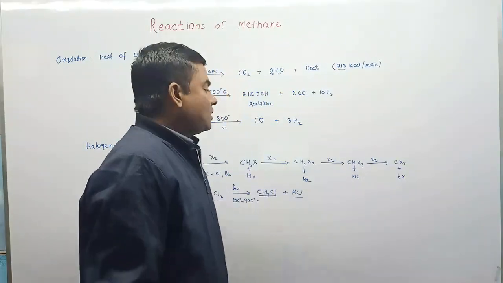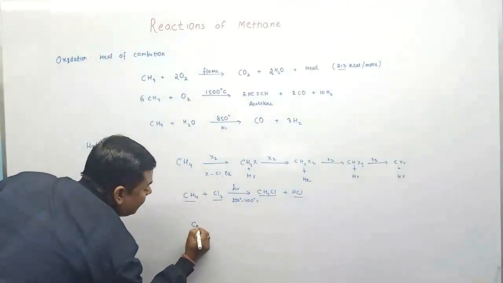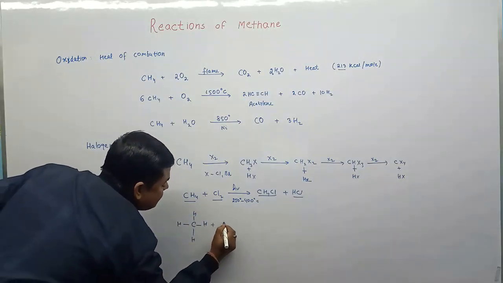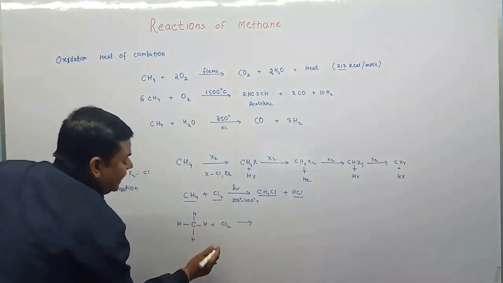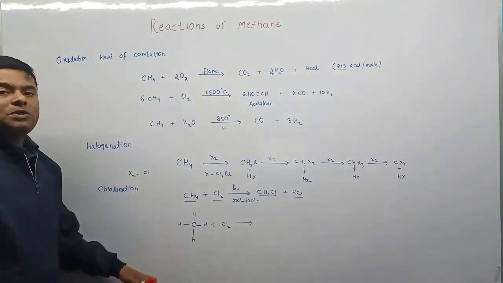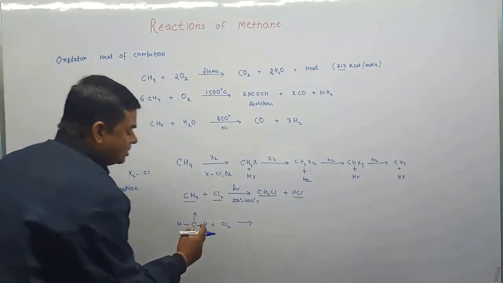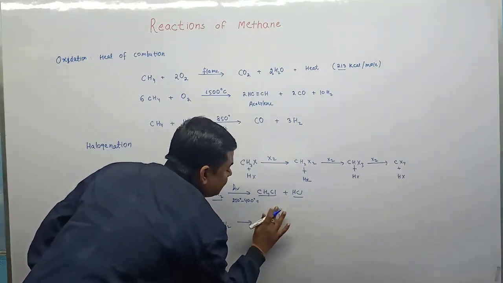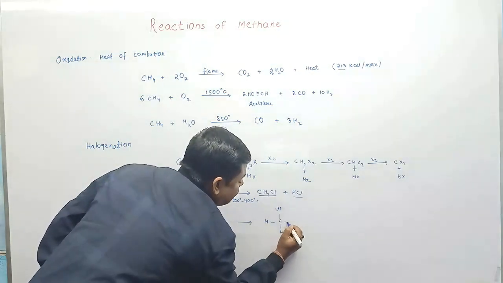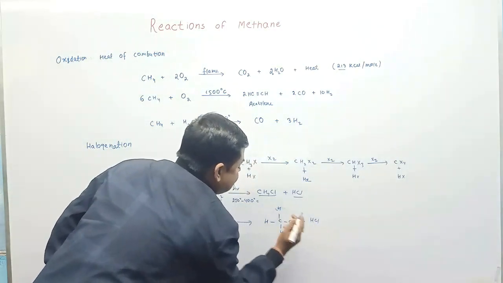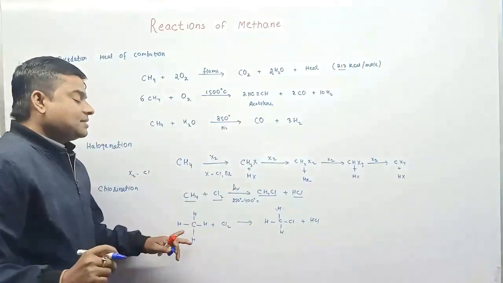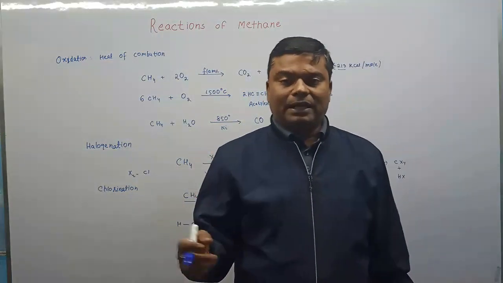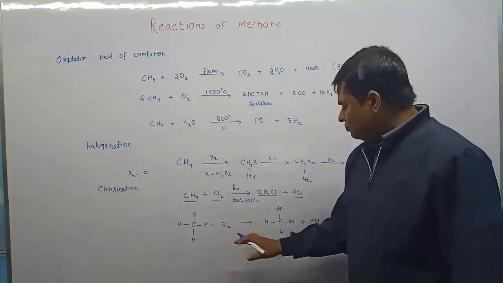So in a structure, we can see CH4 plus Cl2. Here we have 4 hydrogens with equal properties, so any one of the hydrogens is replaced by a chlorine atom. Further we can write CH3Cl and HCl. This is the same reaction. Now this reaction needs energy. Energy in the form of heat, or ultraviolet light, can drive the reaction.